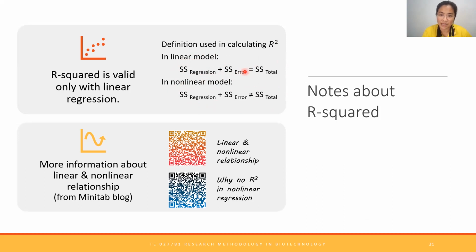So basically for a linear model, the sum of squares of the total equals the sum of squares of the regression plus the sum of squares of errors. But in a nonlinear model, these two sides of the equation are not equal. That means the R-square doesn't actually apply to the nonlinear model.